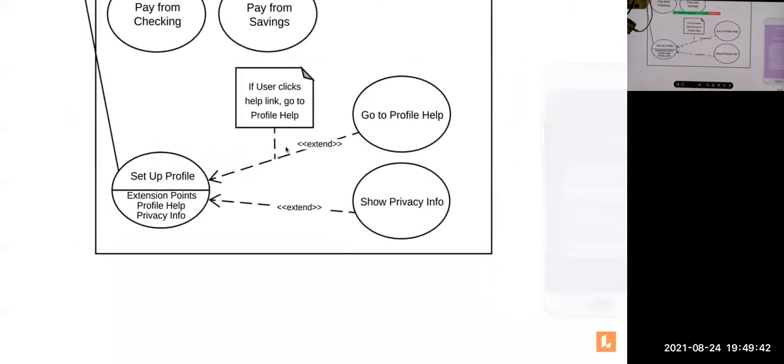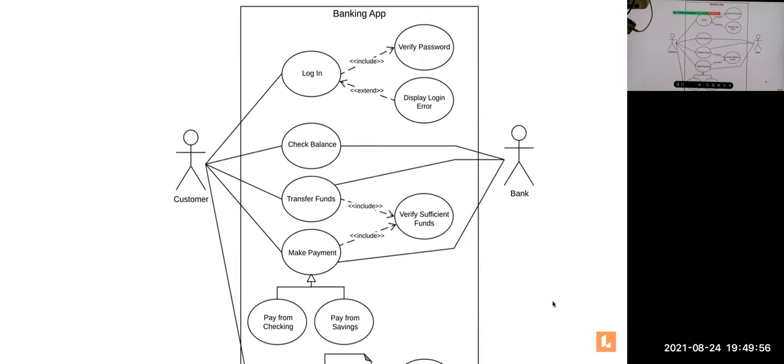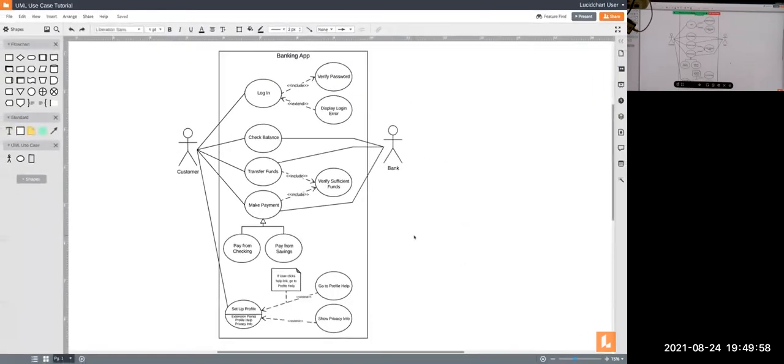Those extension points branch off to extended use cases: Go to Profile Help and show Privacy Info. We can even add a note to show what sort of conditions would lead to these extension points. Now we have a complete use case diagram with various elements that help explain what our banking app does.